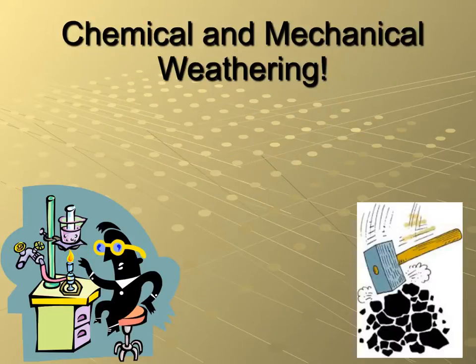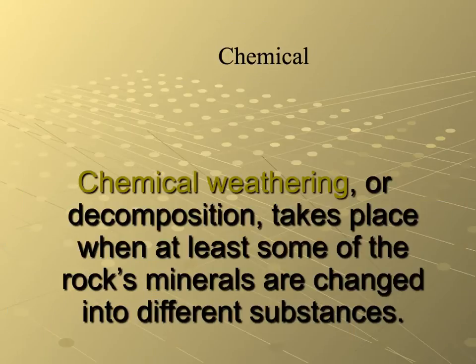Those two processes are called chemical and mechanical weathering. As you can see in the cartoon on the left, this guy's in the chemistry lab and he's doing who knows what. And on the right, well, mechanical weathering, that's just breaking rocks up. Okay, the first of the two types is chemical weathering.